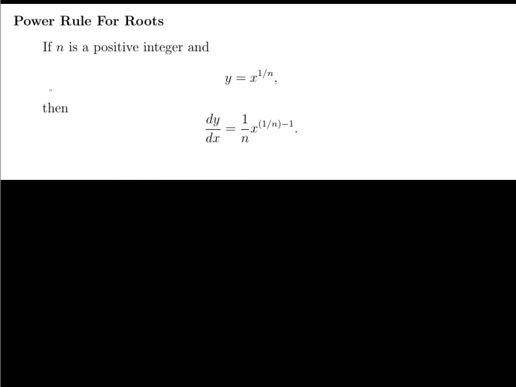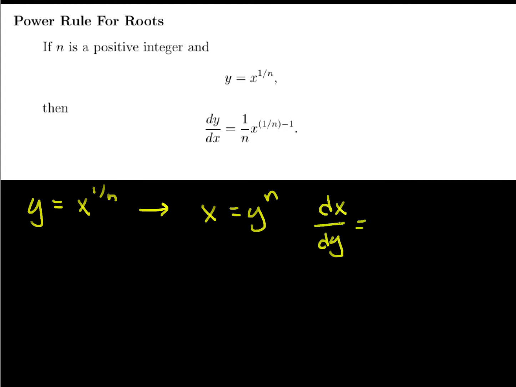So why should that be? Well, if y is equal to x to the 1 over n, this tells me that x is equal to y to the n. And dx/dy, by the straightforward power rule, is n y to the n minus 1.